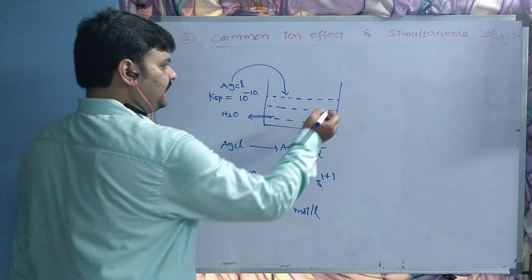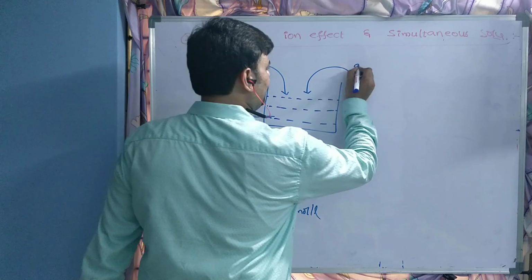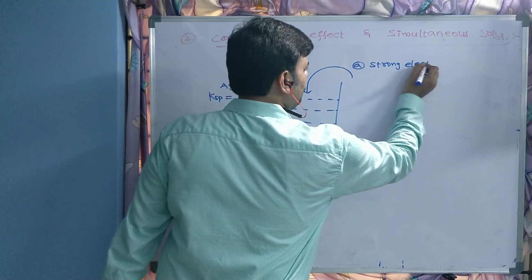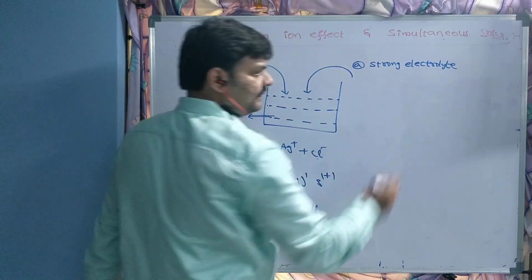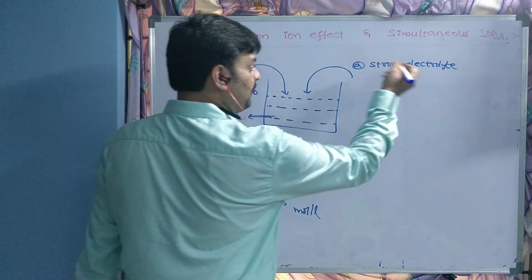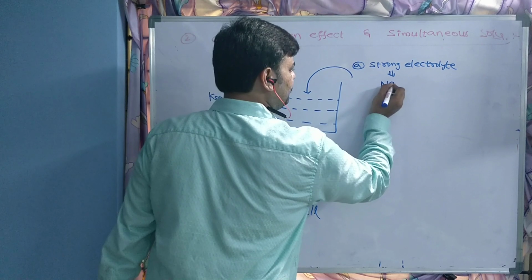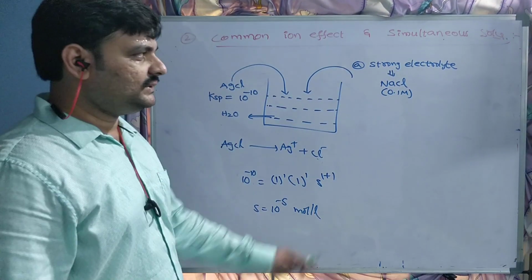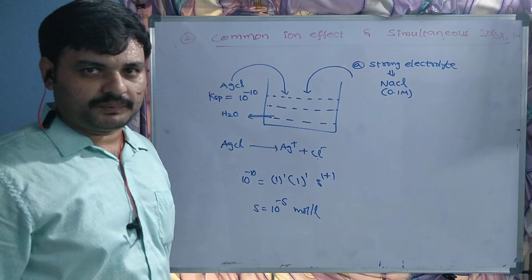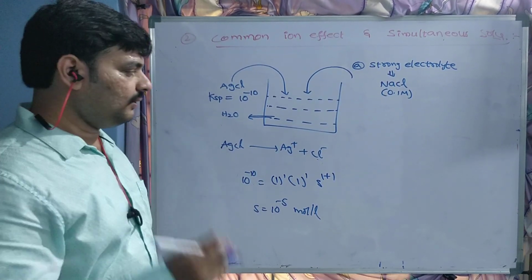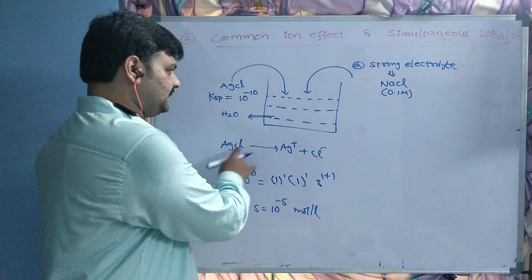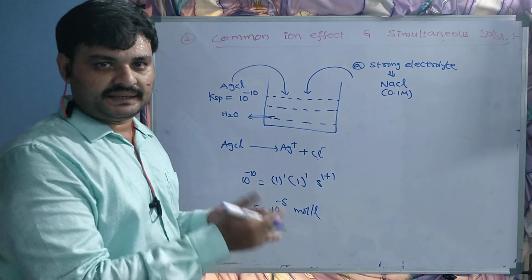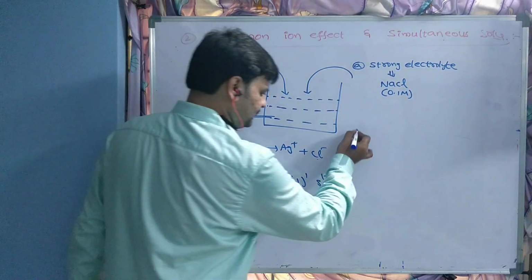Suppose in the same container I am going to add a strong electrolyte, meaning another salt which is capable of completely dissociating, like NaCl of concentration 0.1 molar. So suppose I am going to add 0.1 molar NaCl here. Then how does the solubility of AgCl change? Does it affect the solubility? If it does, how does it affect the solubility of AgCl, increase or decrease? That is the point I am going to discuss here.